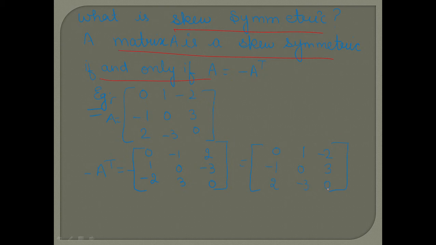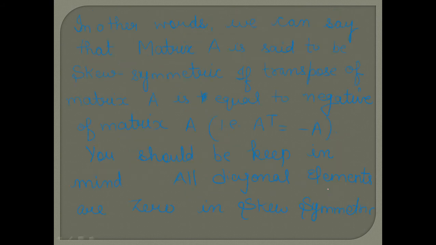Now you can see that after the transpose of A matrix and substituting the sign minus with these elements of the matrix, we get the same matrix which is given already in the question. In other words, matrix A is said to be skew symmetric if transpose of A is equal to negative of matrix A. A transpose is equal to minus A.